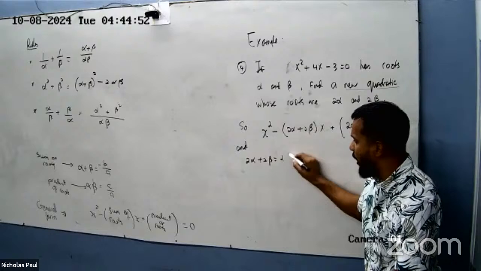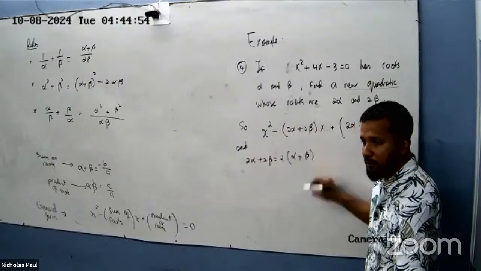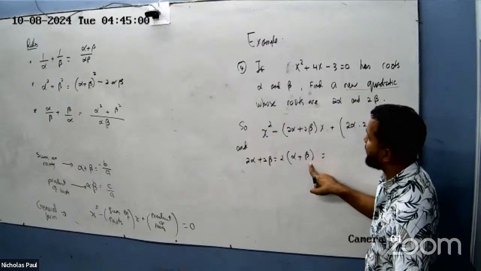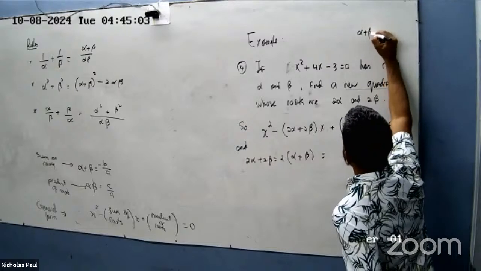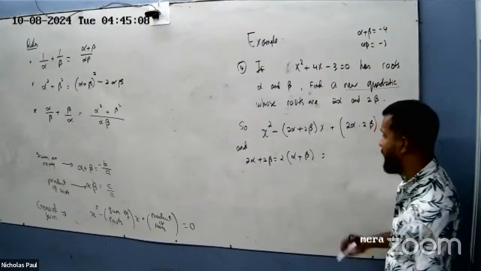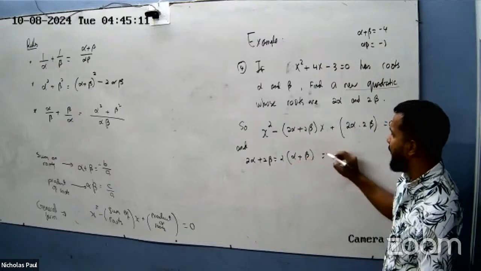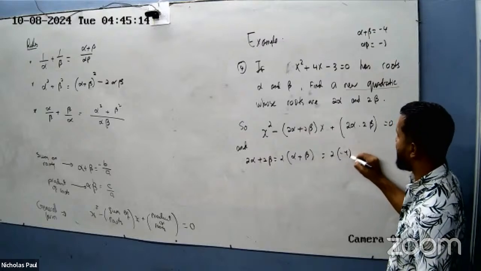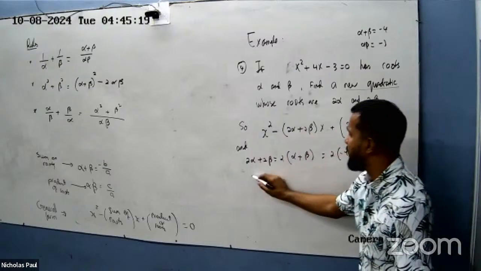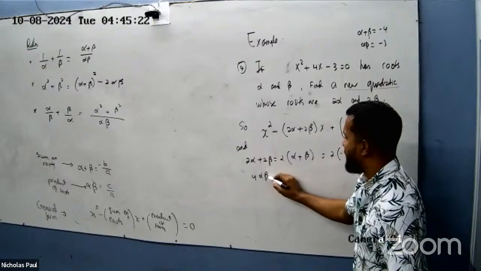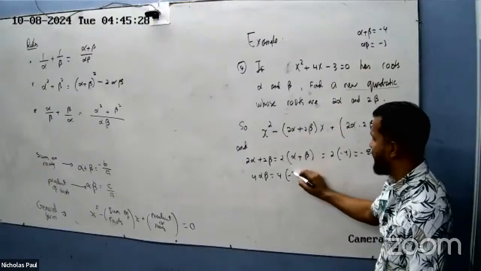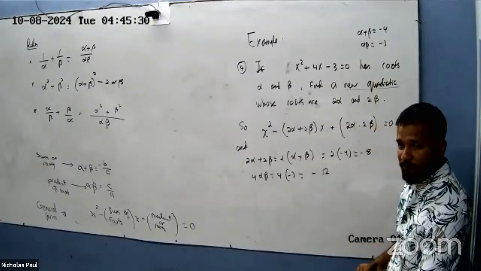And just pull the 2 outside and write alpha plus beta. Correct? What was alpha plus beta again? What was alpha plus beta here? It was 4 something minus 4. Yeah. So alpha plus beta is 2 by minus 4. And then how do I get this? 2 by 2 is 4. So that's 4 by alpha beta, which is 4 by minus 3. So that's minus 12. And we got it.